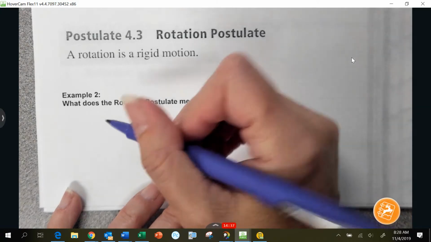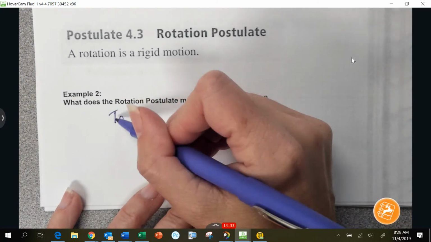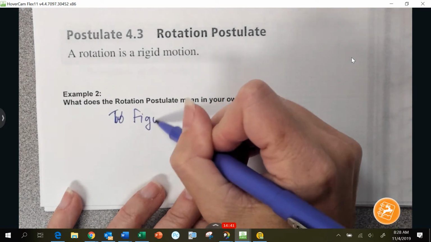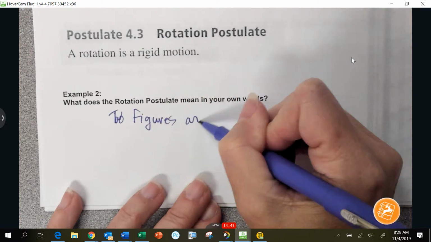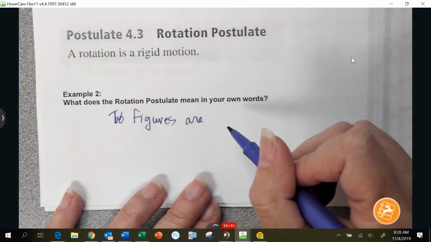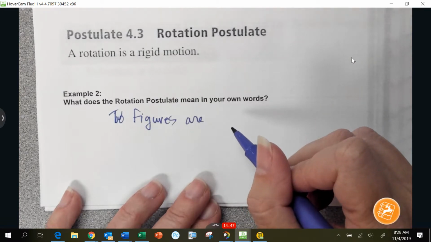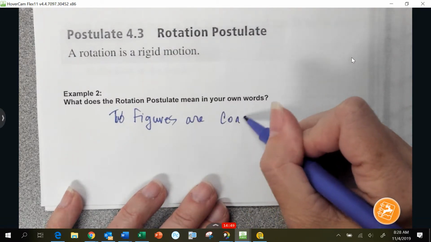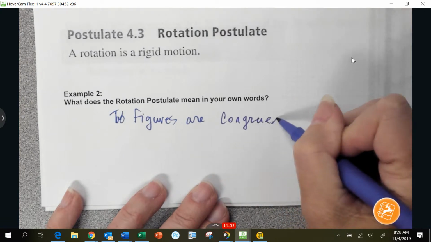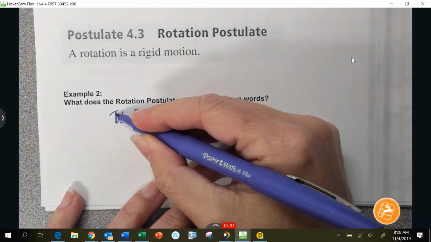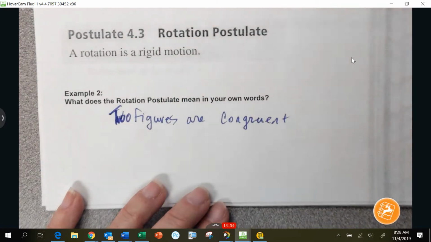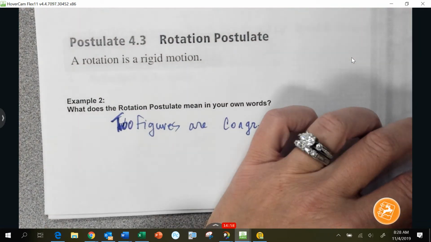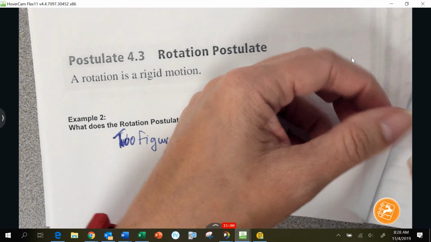The two figures are what? What does it mean when they have the same shape, size, measurements? Congruent, yeah. Two figures are congruent. I don't know why my handwriting is so messy right this second, only because I'm using a pen that does not erase. That's why it's so messy. Okay.